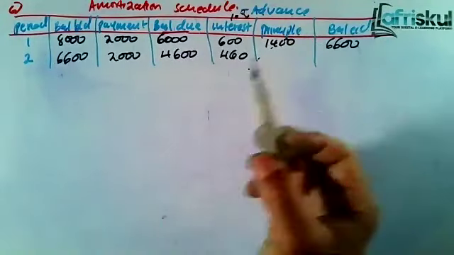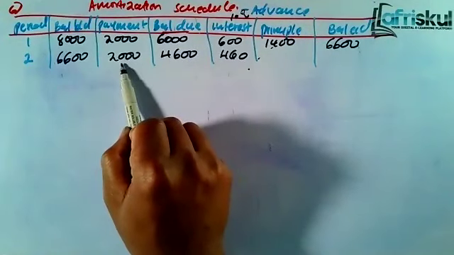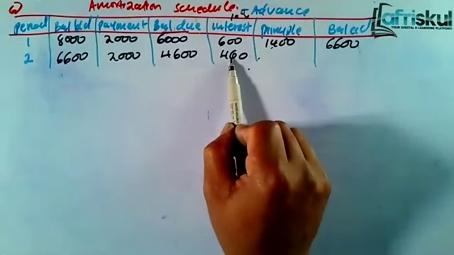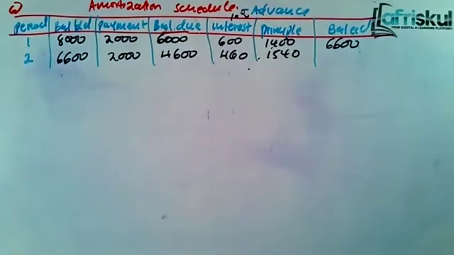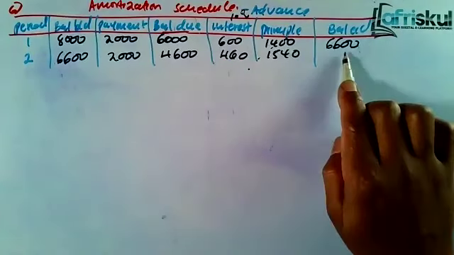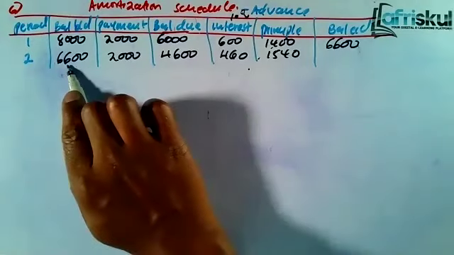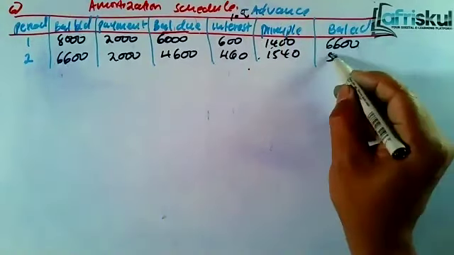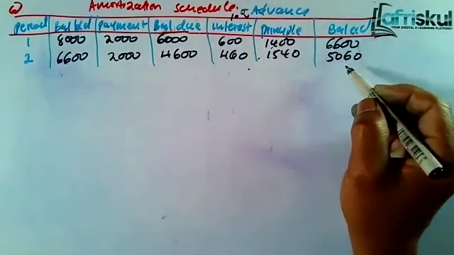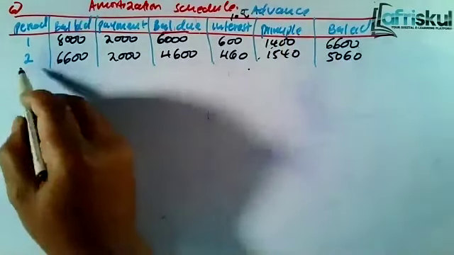Principal, we said you take the payment, you pay them 2000, you deduct the interest of 460. And you will get principal was 1540. Now to get the balance carried down, you take the balance brought down, you minus the principal. And what remains is 5060. Now, preparing that one is not a problem.